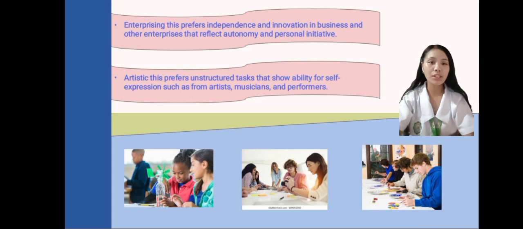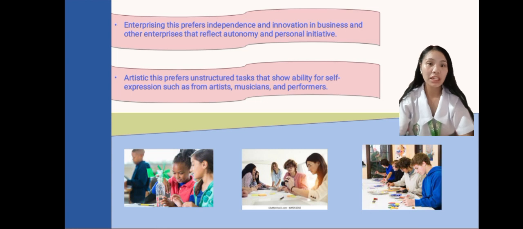Fourth one is enterprising. This prefers independence and innovation in business and other enterprises that reflect autonomy and personal initiative. And the fifth one is the artistic. This prefers unstructured tasks that show ability for self-expression, such as artists, musicians, and performers.